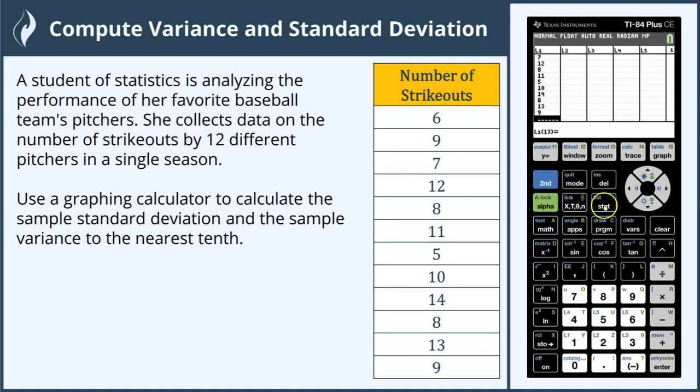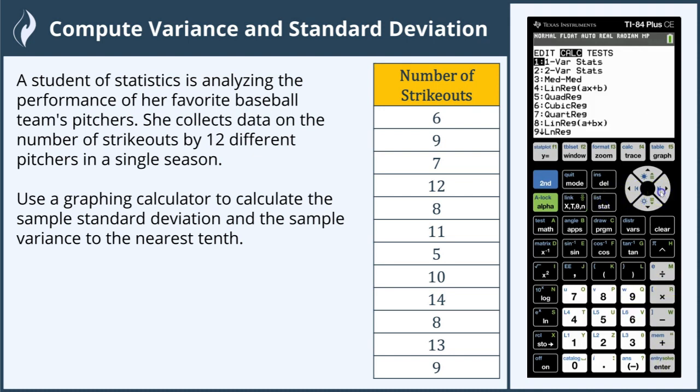Now we're going to go into stat and calc. We want to choose one variable, statistics. List 1 should be what's in list. This was just a data set. There wasn't a frequency table involved, so frequency list should be blank. And then we go down to calculate.